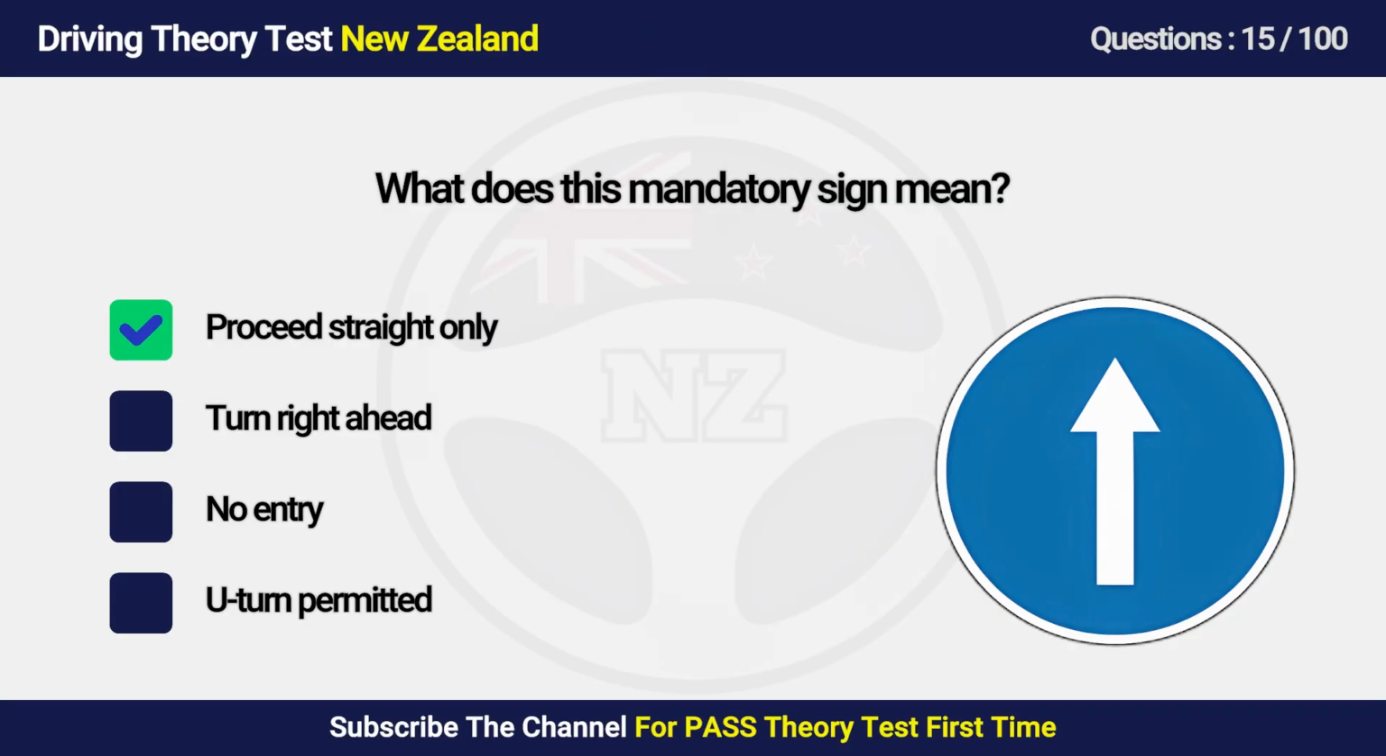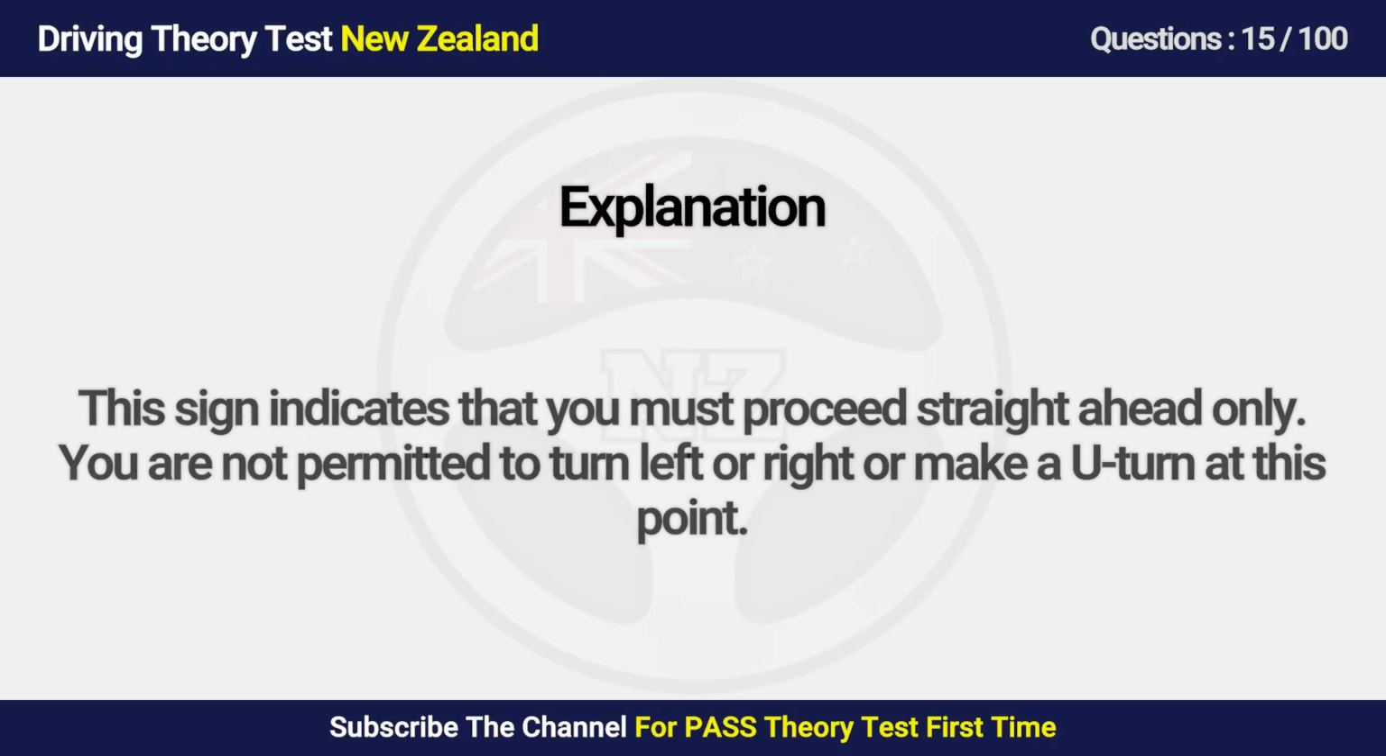Answer is A. Proceed straight only. This sign indicates that you must proceed straight ahead only. You are not permitted to turn left or right or make a U-turn at this point.